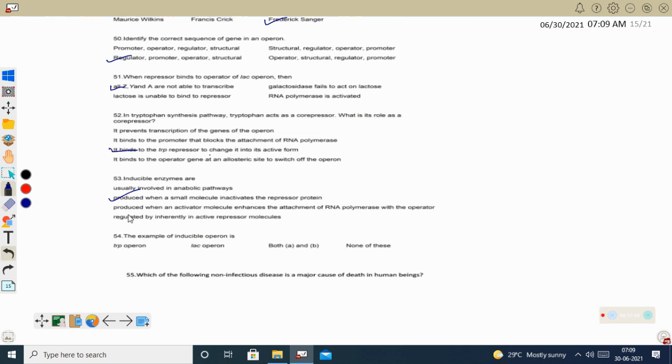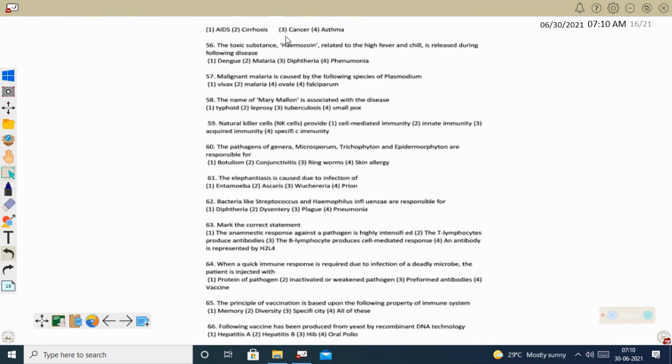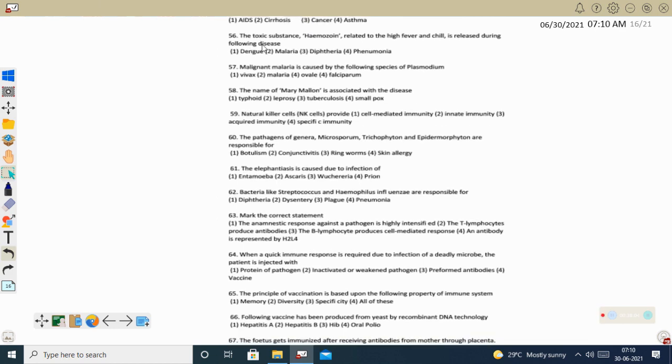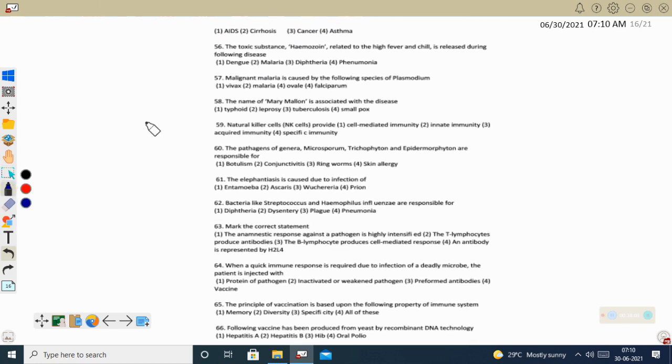Okay. Next question. The example of inducible operon is, we said an inducible operon is associated with a catabolic reaction, that is lac operon. Tryptophan operon is a repressible type of operon. Next question. Which of the following non-infectious diseases is a major cause of death in human beings? We have studied the major cause of death in human beings. It is cancer. So here the correct option is C.